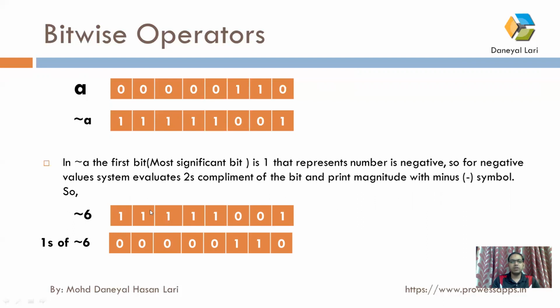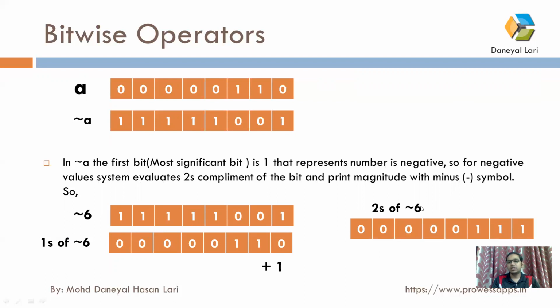Now, first of all, we will find the 1's complement. In 1's complement, every bit will again flip, so 1 will become 0 and 0 will become 1. Now find the 2's complement. We add 1 to the 1's complement to get the 2's complement. So here is the 2's complement of 6. Now this 2's complement is equivalent to 7, and we print the magnitude with a minus symbol. So the answer is minus 7. Okay, so this is the bitwise operator functionality.